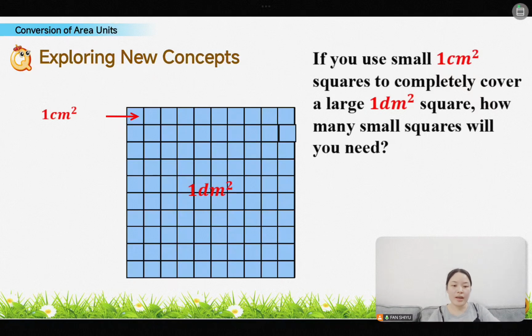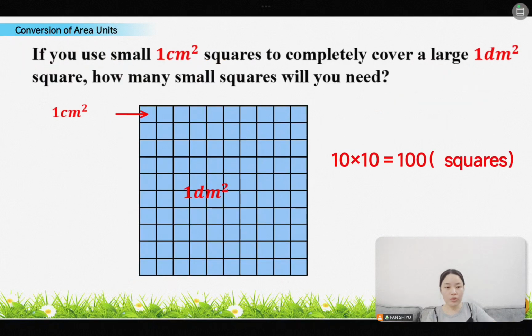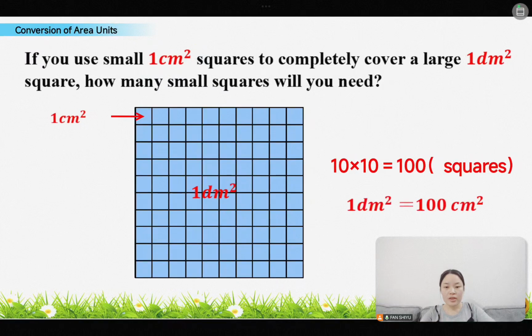Through graphical analysis, the side length of 1 decimeter equals 10 centimeters. So we can place 10 small squares in one row and 10 rows in total. So the total number is 10 multiplied by 10 equals 100. In conclusion, 1 square decimeter equals 100 square centimeters.